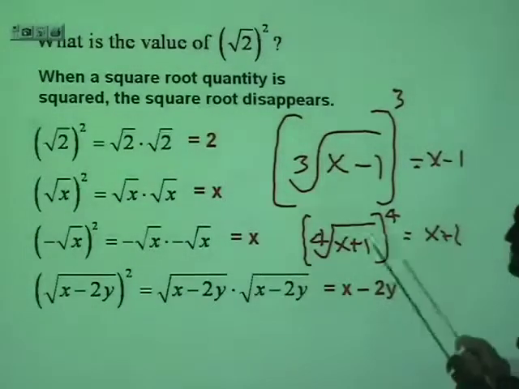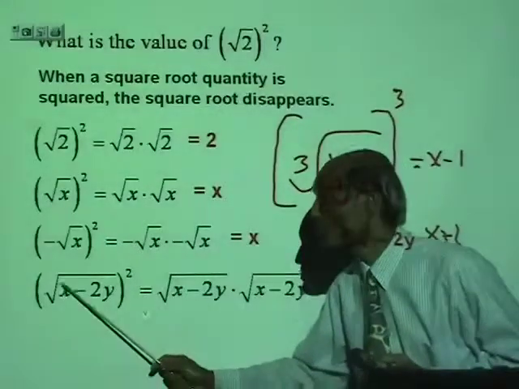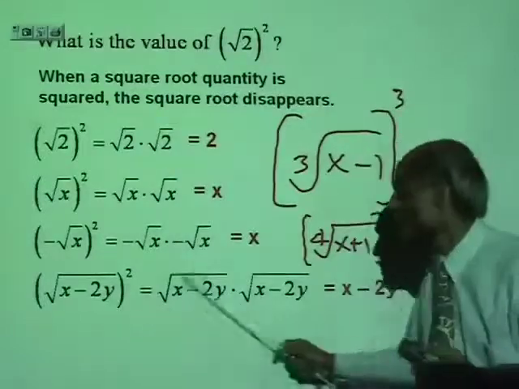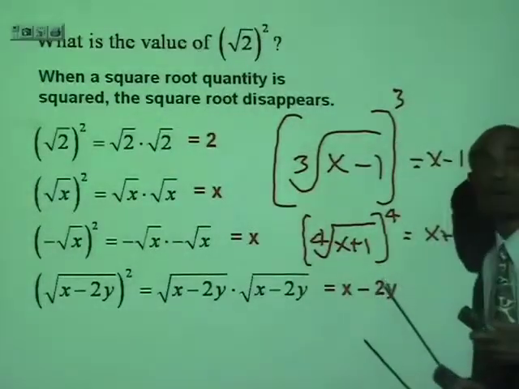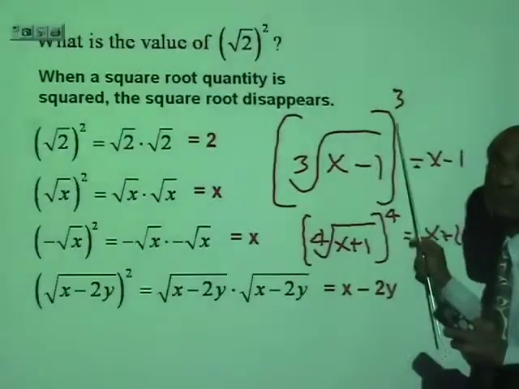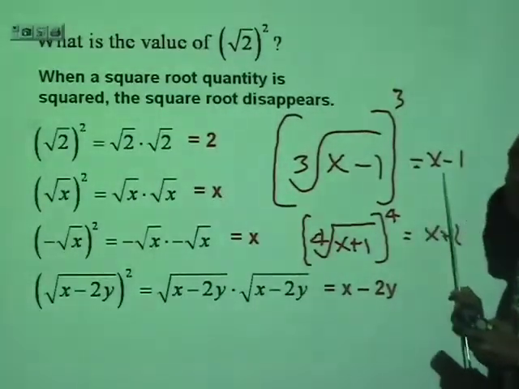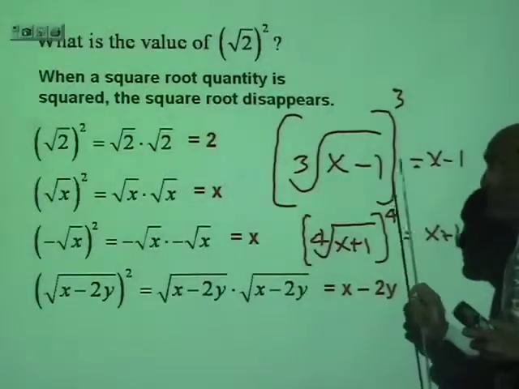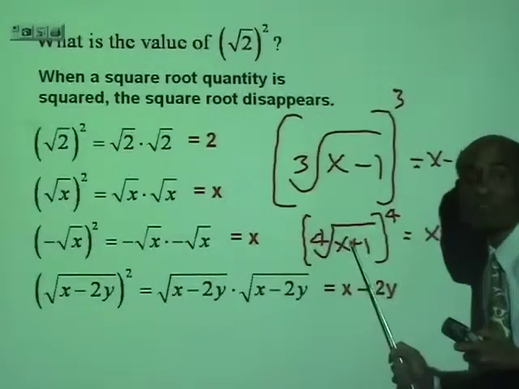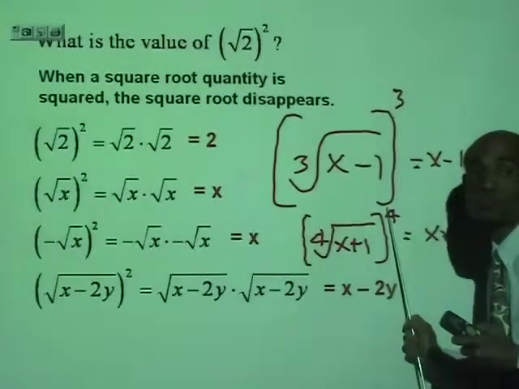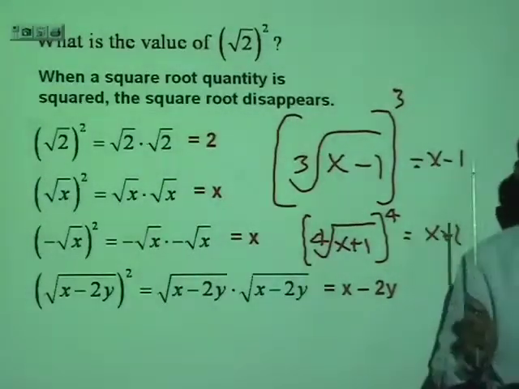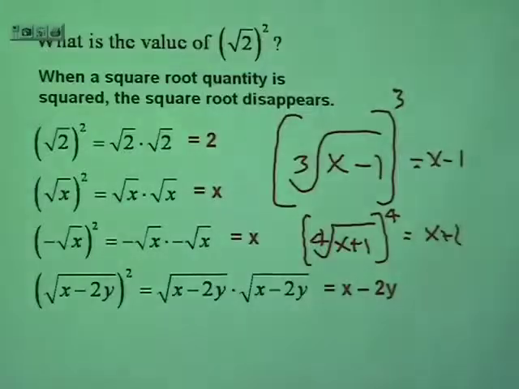I hope you understand the concept. If you take the square root of a quantity and raise it to the power 2, it will give you that quantity x minus 2y. You take cube root of a quantity and raise it to the power 3, you get that quantity x minus 1. You take the fourth root of a quantity like x plus 1 and raise it to the power 4, you get that quantity x plus 1. Alright, let's move on.